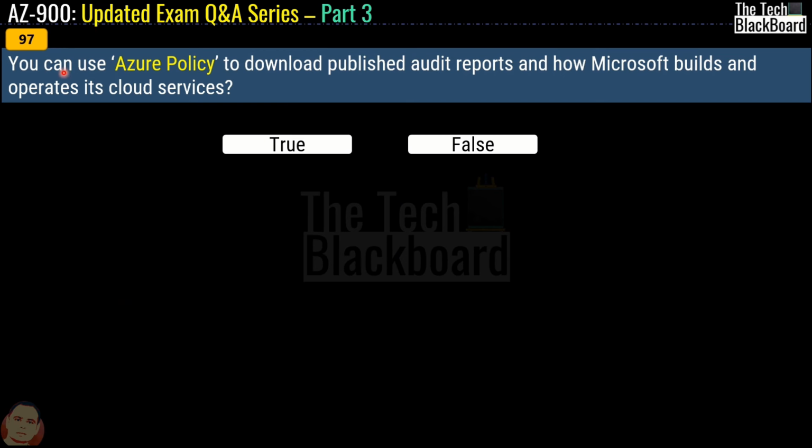And this one says that you can use Azure Policy to download published audit reports and how Microsoft builds and operates its cloud services. You need to tell whether it's true or false. The correct answer is that it is a false statement. So let's see what is the correct Microsoft service.